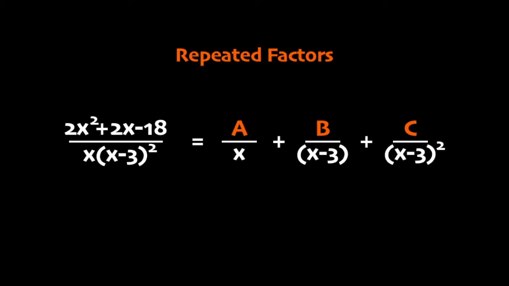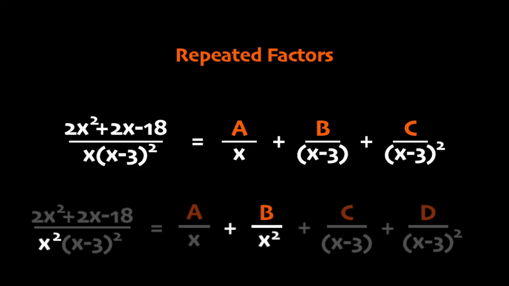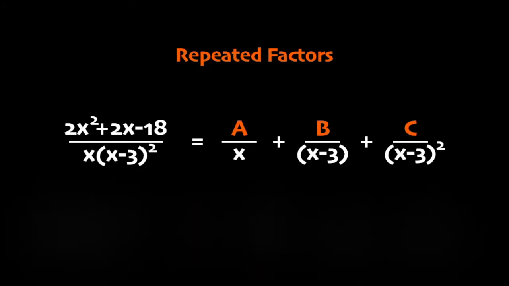denominator. A repeated factor is a factor with a higher exponent than 1. So in the case that we have here, our x minus 3 squared term is the repeated factor. If instead of x times x minus 3 squared, our denominator was x squared times x minus 3 squared, then both the x squared term and the x minus 3 squared term would be repeated factors.